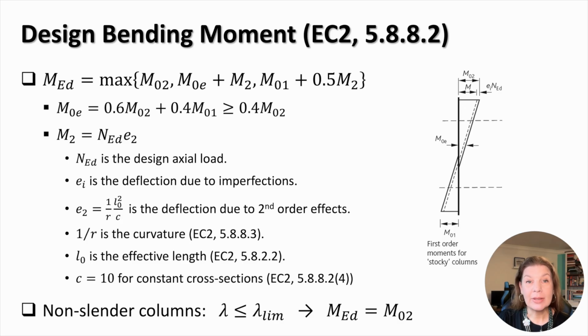The moment produced by the second order effects equals the design axial load times the deflection due to the second order effects, where the latter is found depending on column curvature and effective length. Since the second order effects are ignored in the design of short columns, the design bending moment in such columns equals the sum of the maximum end moment and the moment produced by imperfections.